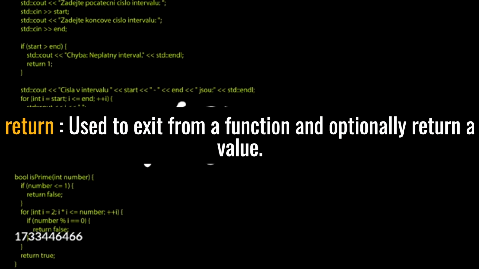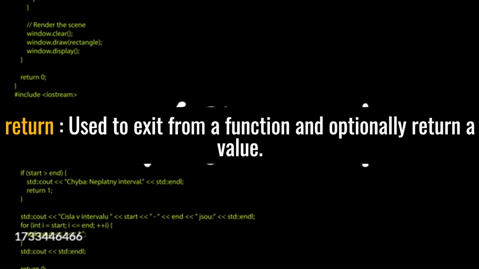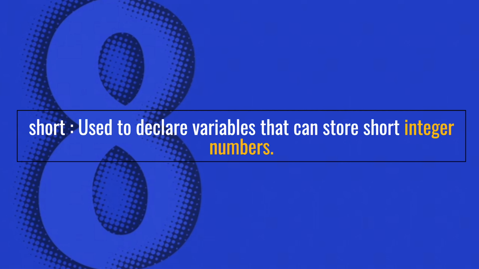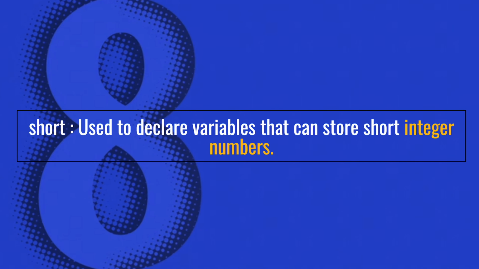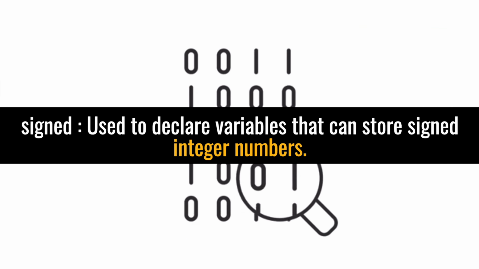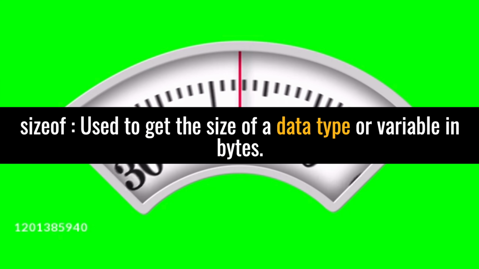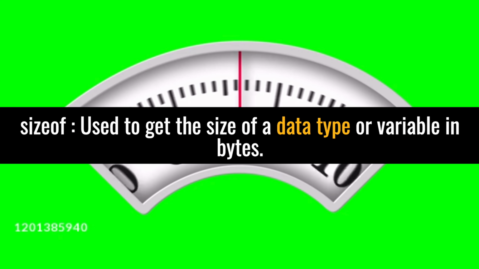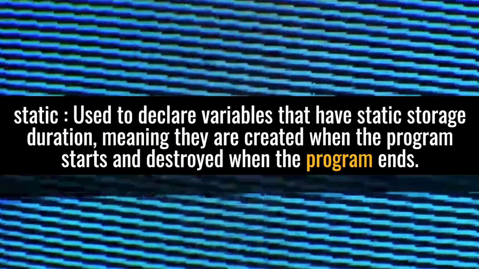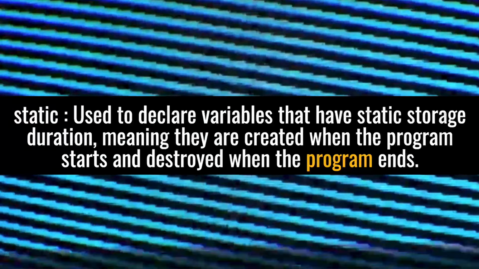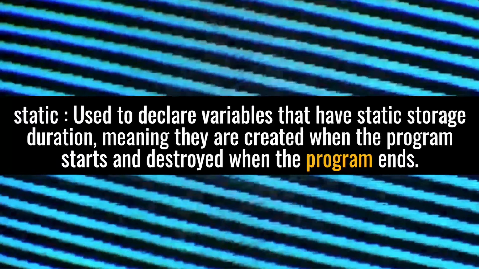Return, used to exit from a function and optionally return a value. Short, used to declare variables that can store short integer numbers. Signed, used to declare variables that can store signed integer numbers. Sizeof, used to get the size of a data type or variable in bytes. Static, used to declare variables that have static storage duration, meaning they are created when the program starts and destroyed when the program ends.